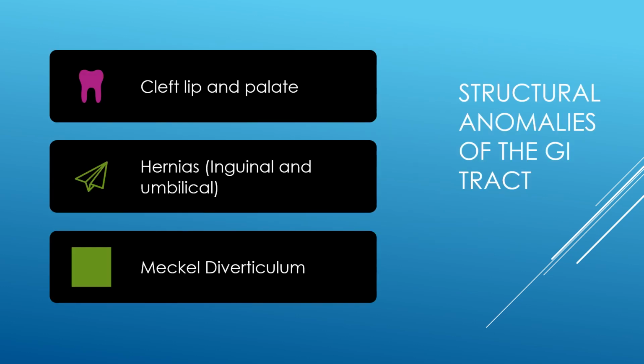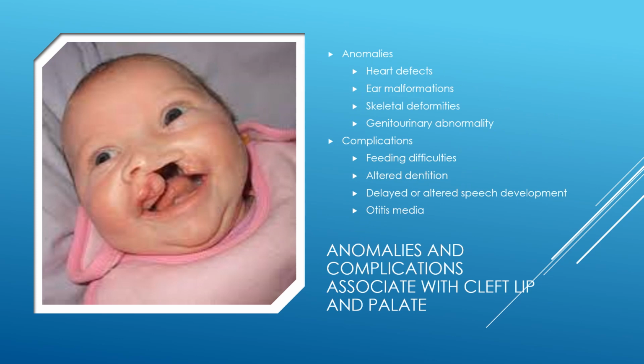All right, so some of the structural anomalies of the GI tract that we're going to just take a quick peek at are cleft lip and palate, hernias, inguinal and umbilical, and then Meckel diverticulum. So cleft lip and palate is the most common congenital craniofacial anomaly. The most common anomalies associated with this may include heart defects, ear malformations, skeletal deformities, genitourinary abnormalities.